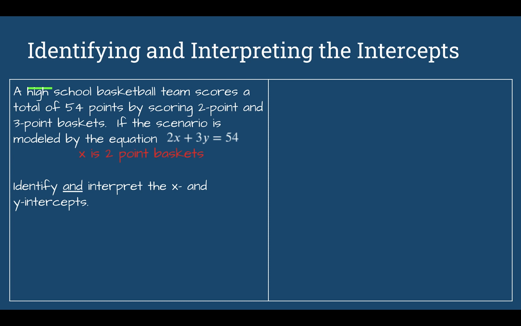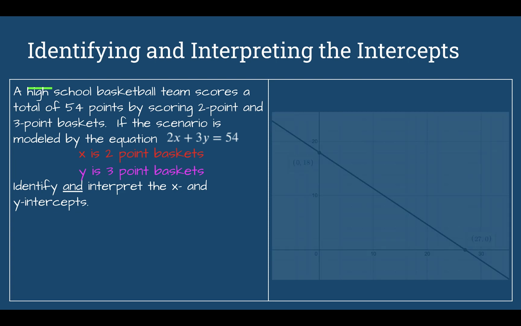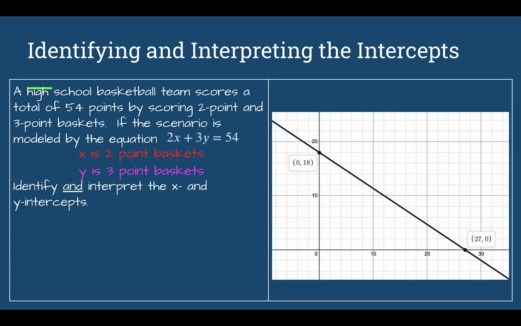So let's say that x is 2-point baskets and y is 3-point baskets. There are two options. If we go to Desmos and type in our function, it looks like this. So 2x plus 3y equals 54, graphed on Desmos. After I've typed it into Desmos, I can click on the places where the intercepts are. So if I click on the point on the x-axis, it's 27, 0.